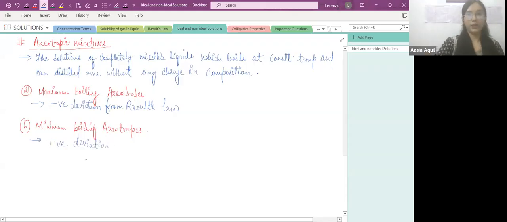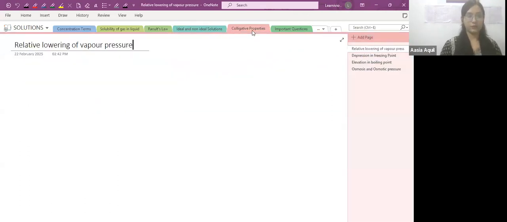Now let's move to the next topic, colligative properties. In colligative properties, we will study four properties: relative lowering of vapor pressure, depression in freezing point, elevation in boiling point, and osmosis and osmotic pressure. Let's see them one by one.